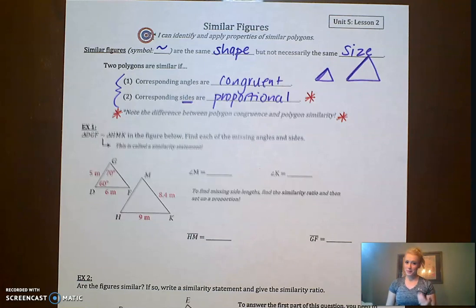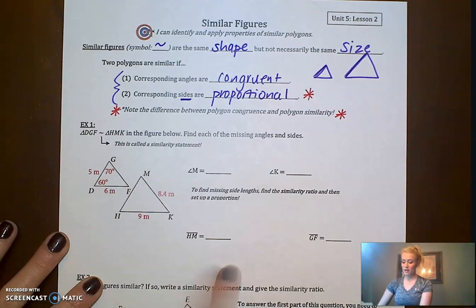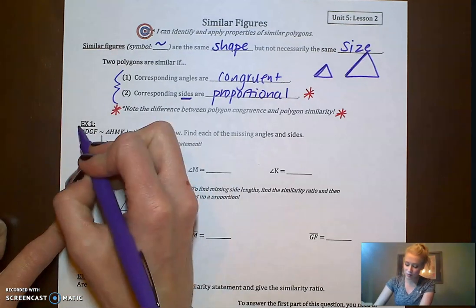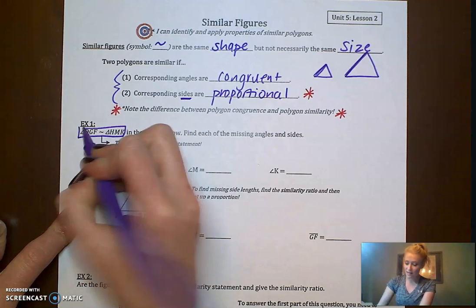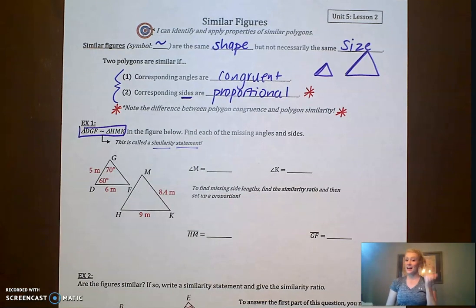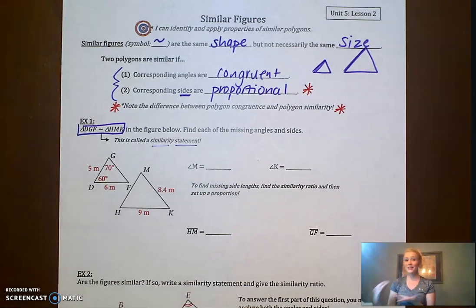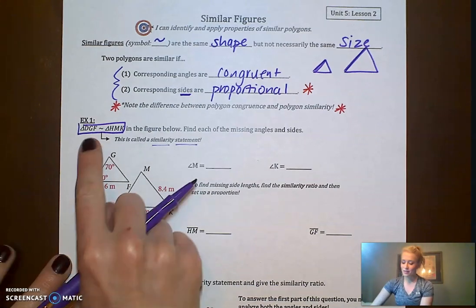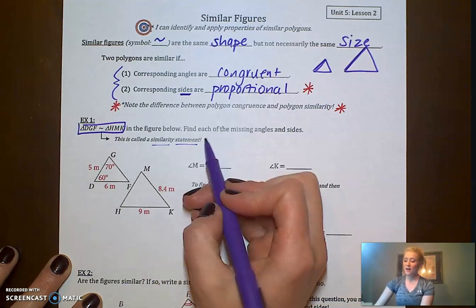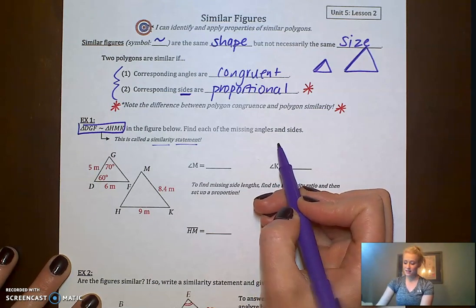Okay, so let's put that all into practice. Example 1 here, little triangle, big triangle. And they're telling me that these two triangles are similar. This is called a similarity statement. Last unit, it was called a congruence statement. So this plays off very nicely from what we're fresh off of working with. This is triangle DGF is similar to triangle HMK. Find each of the missing angles and sides.